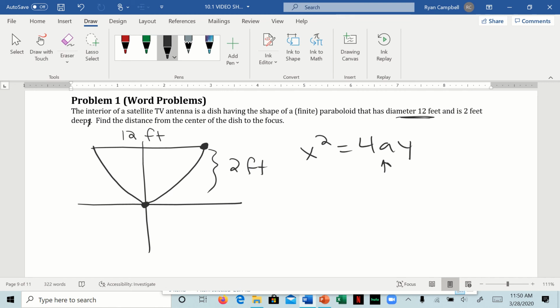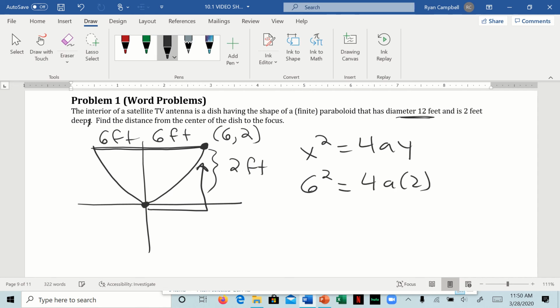So if you notice, the entire diameter is 12 feet, which means that the radius is 6 feet, right? So if we go over and up, we're going over 6 feet, up 2 feet. So the point on this graph is (6, 2). So if we plug that in, 6 squared equals 4a times 2. We get 36 is 8a. So a is 9/2, which is about 4.5 feet. And by about, it's exactly 4.5 feet.